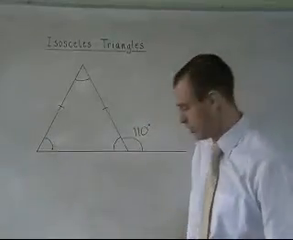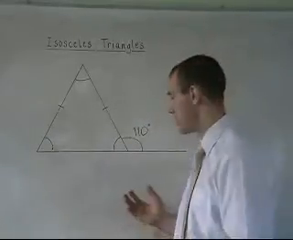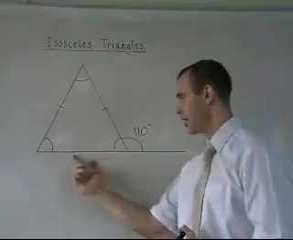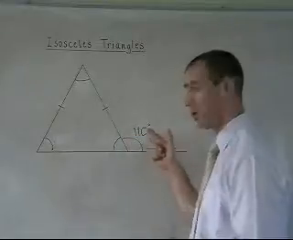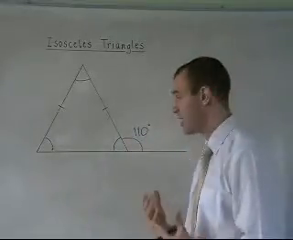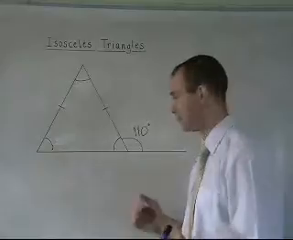Sometimes in an exam we might get a question a bit like this, where we have a straight line attached to the bottom of an isosceles triangle where one of the angles is 110 degrees. We may then be asked to find the other angles in the triangle.